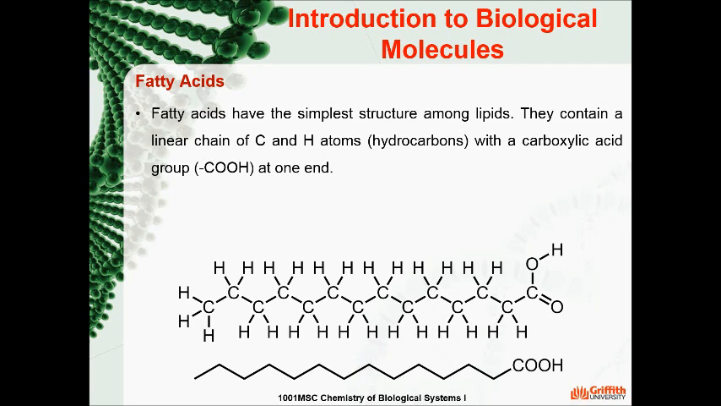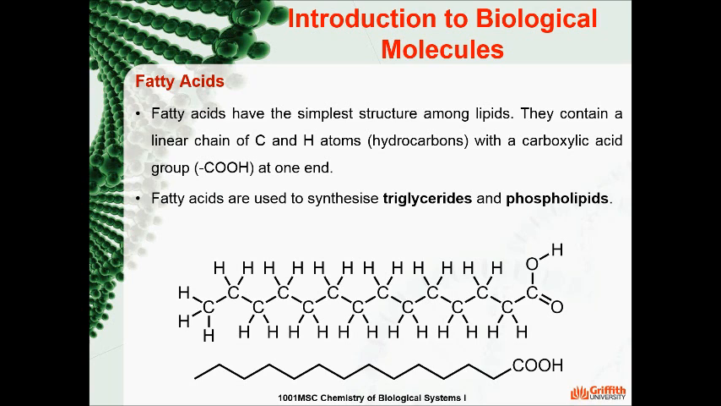You can see that the structure of this fatty acid is linear, so molecules can stack closely together. You can also see that we represent the molecule by drawing lines instead of writing all the carbons and all the hydrogens. Fatty acids are used to synthesize triglycerides and phospholipids. There are two types of fatty acids, saturated or unsaturated.